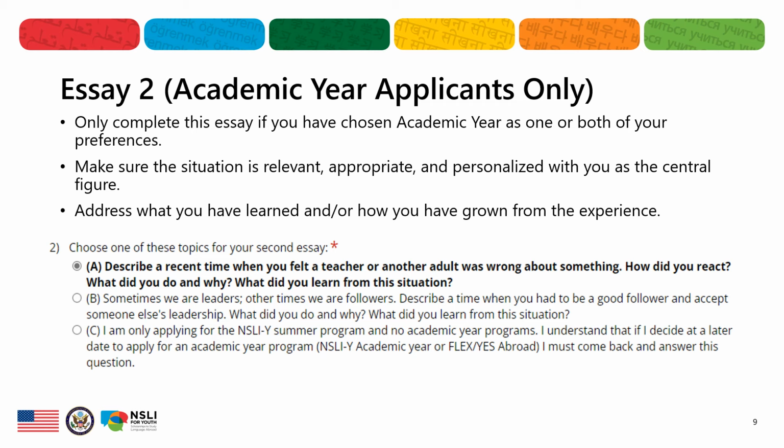The second essay must be completed if you have academic year as one or both of your preferences. Summer applicants do not need to complete this essay. If you are a summer applicant, simply click the radio button indicating you are a summer applicant. Academic year applicants should select one of the two prompts to answer, and they should be sure to talk about how they have grown from the experience.